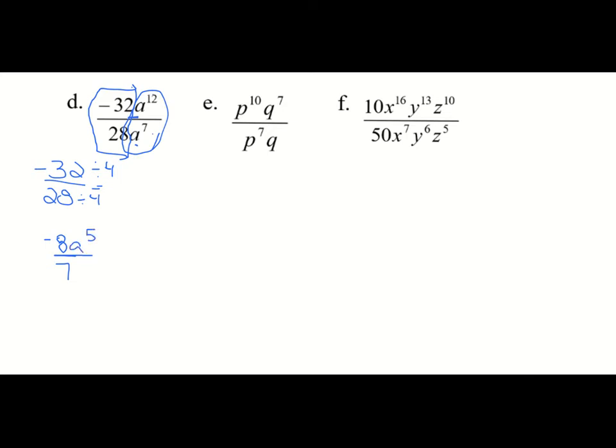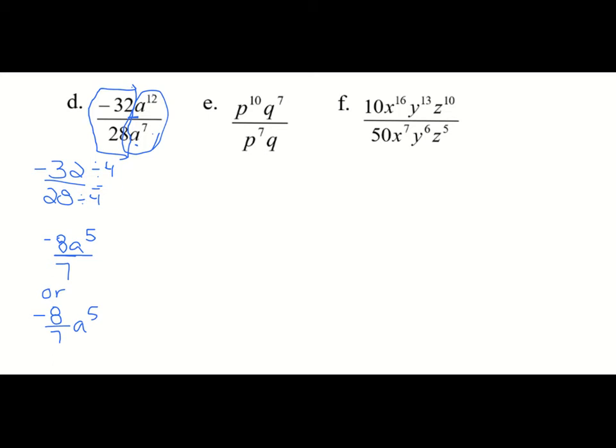Now, there's two ways you can write your answer. You can put it on the top of the fraction, or you could write negative 8/7 times, and then put it right next to that fraction bar, a to the 5th power. So either way, that will work, and that will be your final answer for that problem.